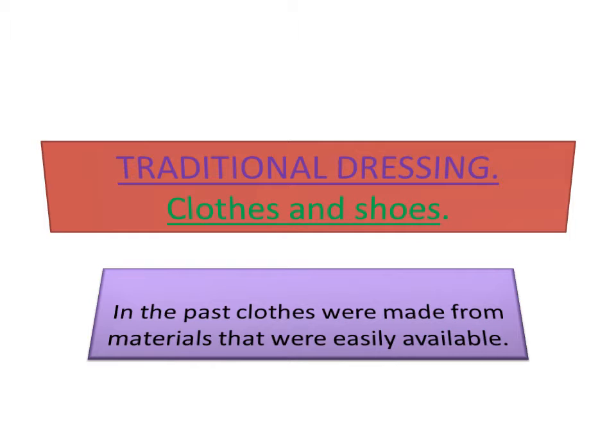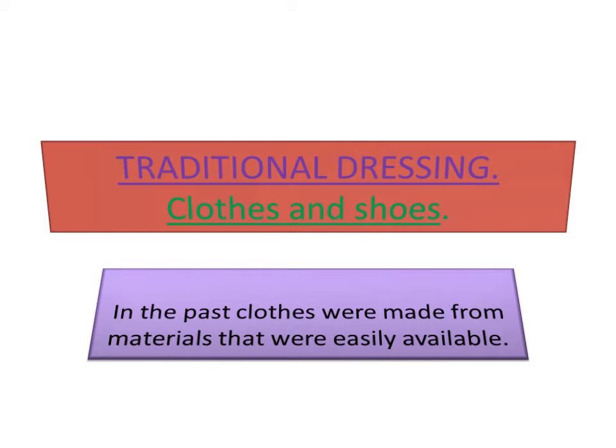Now, the clothes and the shoes they used to put on. In the past, clothes were made from materials that were easily available. Those materials that could easily be found are the ones that were used in making clothes and shoes. So, in the past, clothes were made from materials that were easily available in the area or in the setting that people came from. That is in the past.